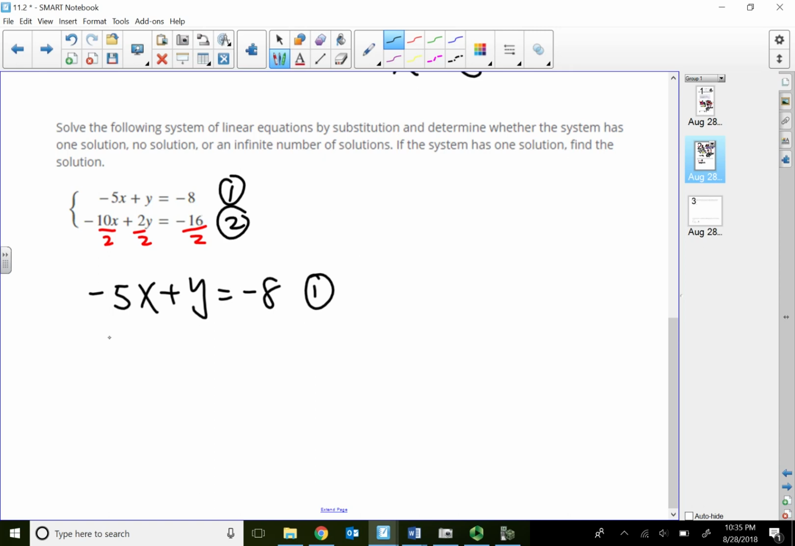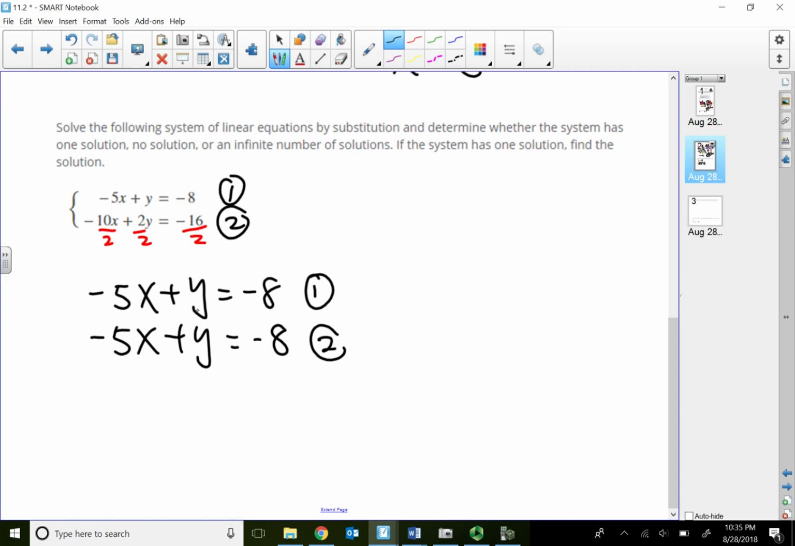Second equation, now rewrite them as negative 5x plus y equal to, whoa, what just happened? Whoa. Why are they the same? They are the same because it's exactly the same line.